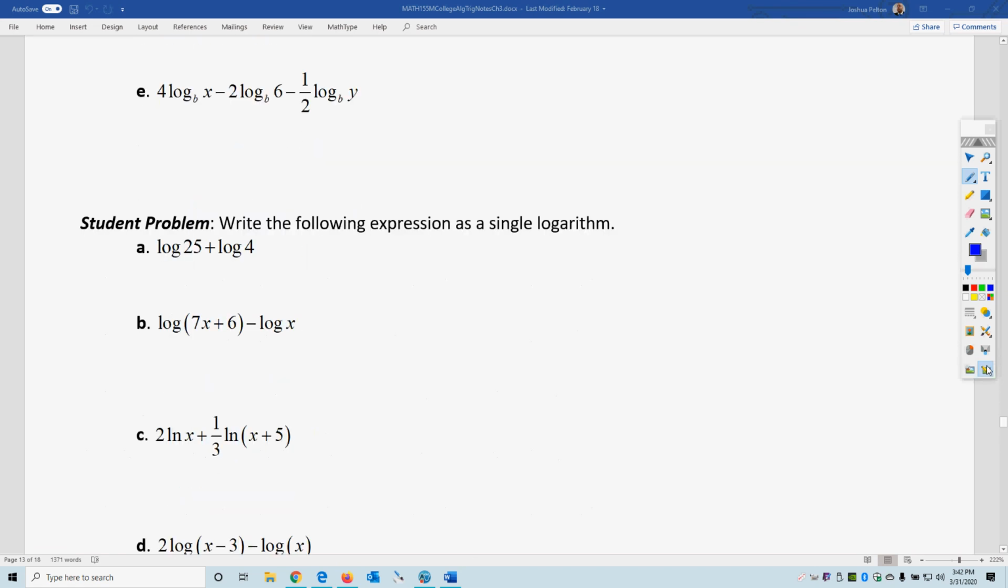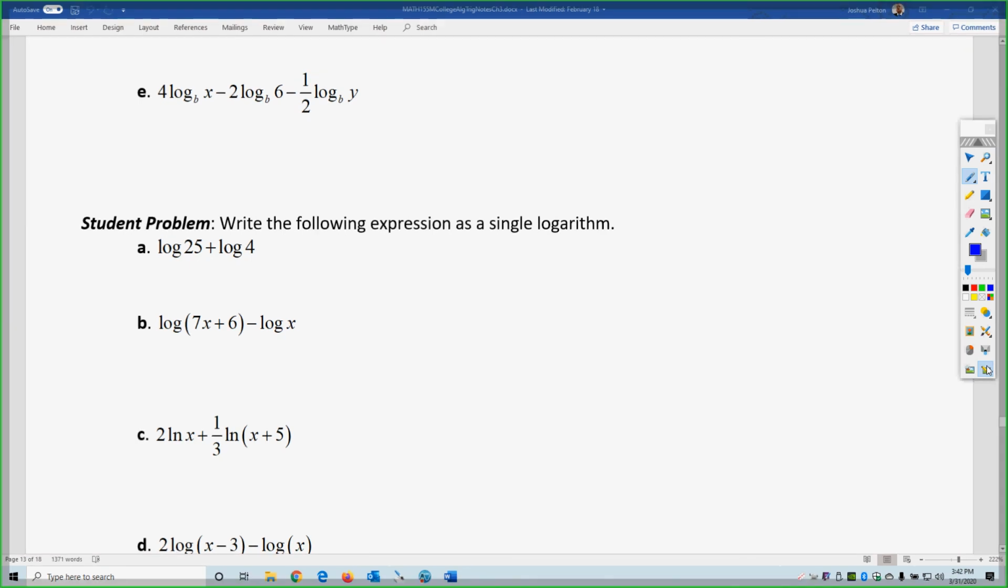Okay, so this one involves all the different properties. Remember the order matters on this, and it's the reverse of what we did on the previous page. You have the power rule, then the product, and then the quotient. So we'll do the powers first.